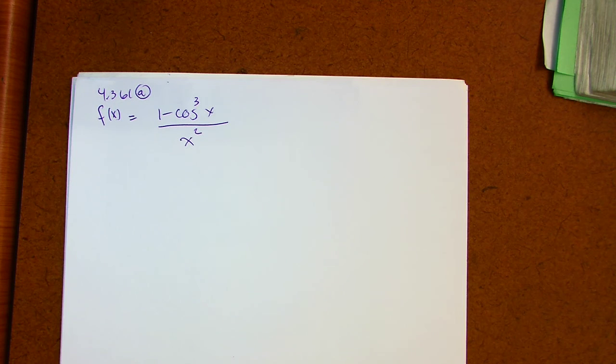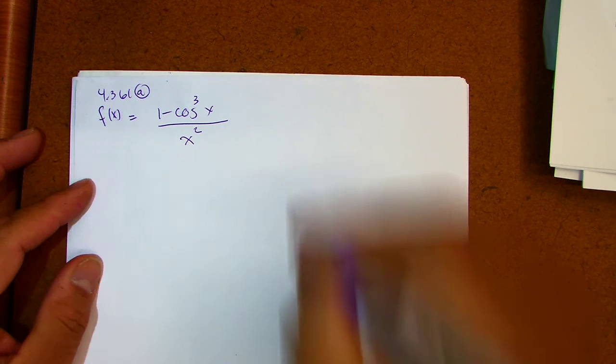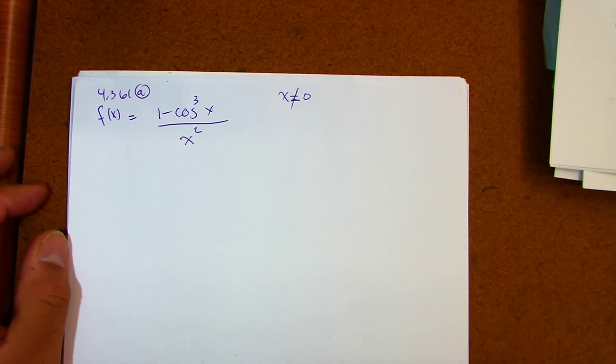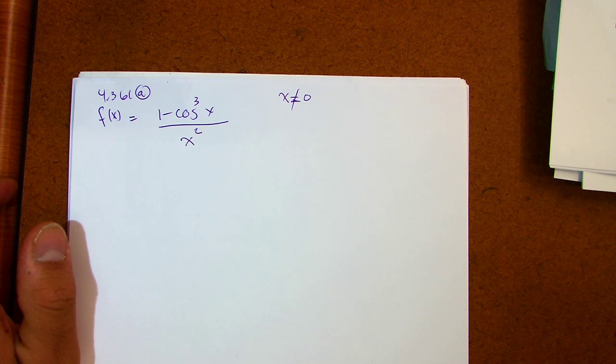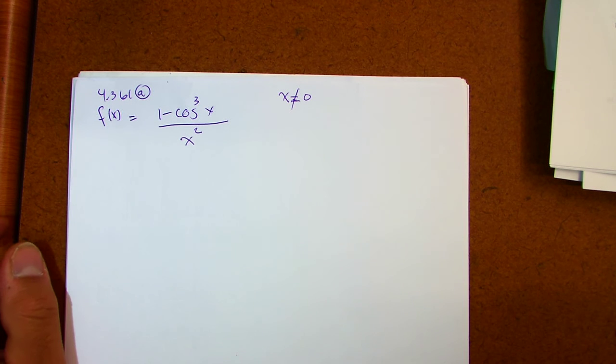Okay, so for this one, they want us to use analytical methods together with a graphing utility to graph the following functions on the interval from negative 2 pi to pi. So again, it's undefined at x equals 0.